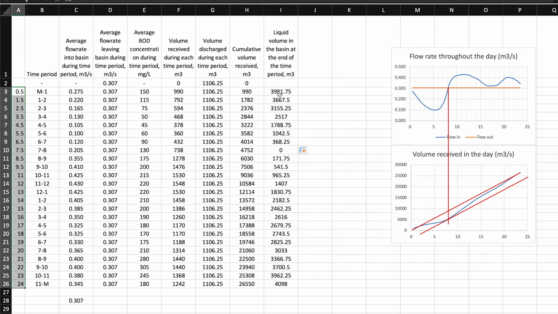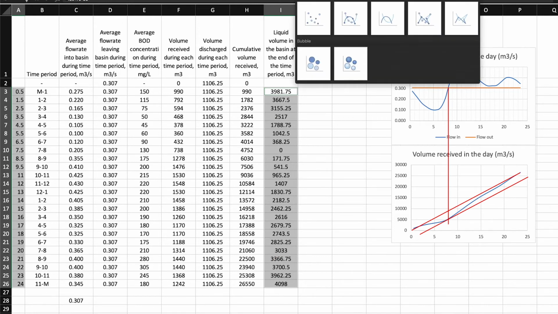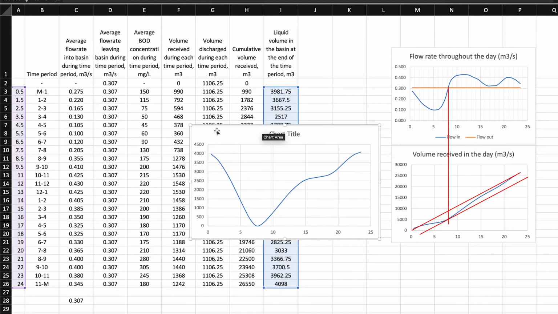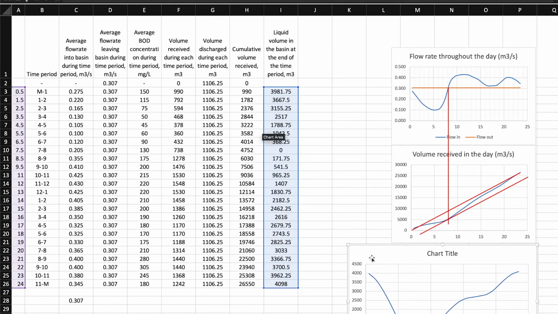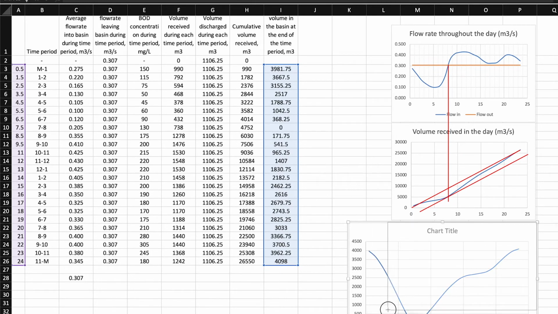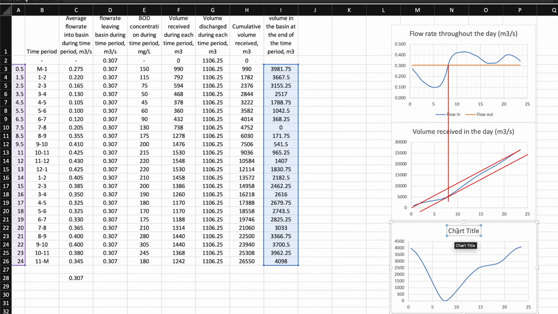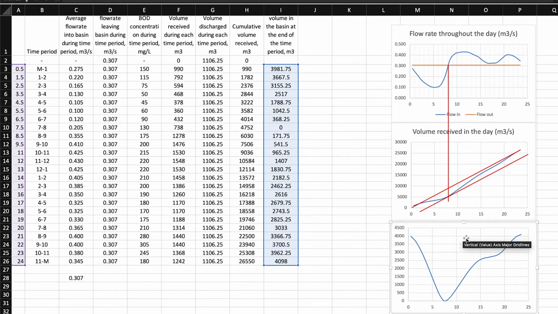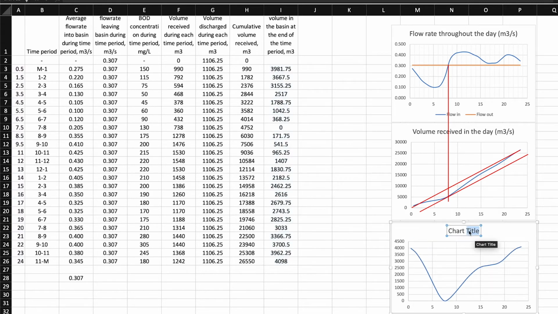All right, so now let's plot that. Here you can see how the volume in the tank is changing throughout the day and how it reaches a volume of 0 between 8 and 9 a.m., and then it starts filling back up again, reaching its maximum volume somewhere around midnight.